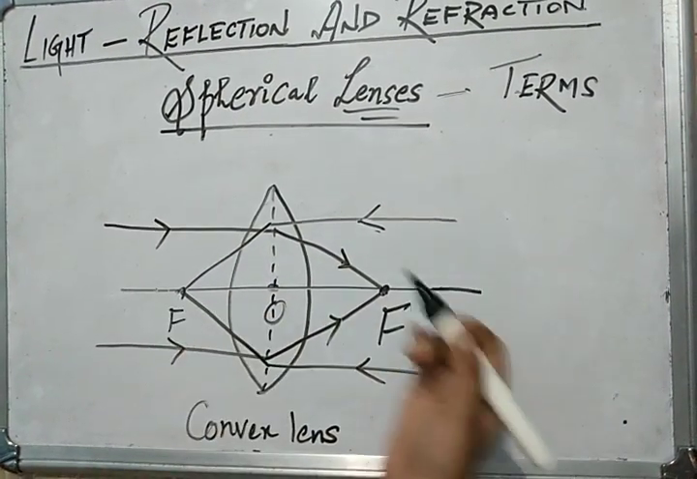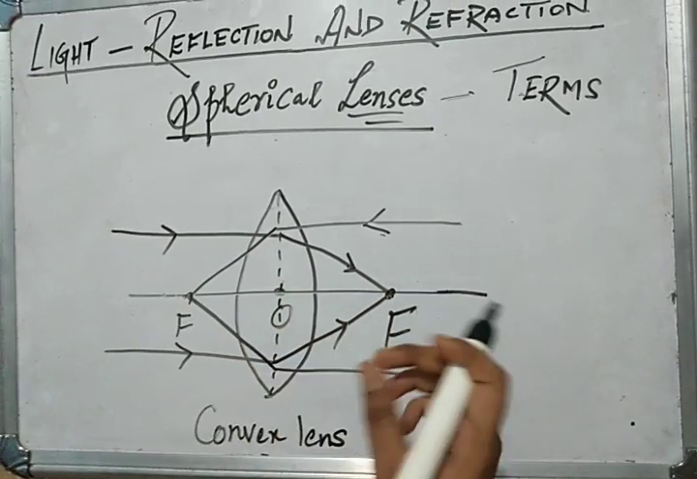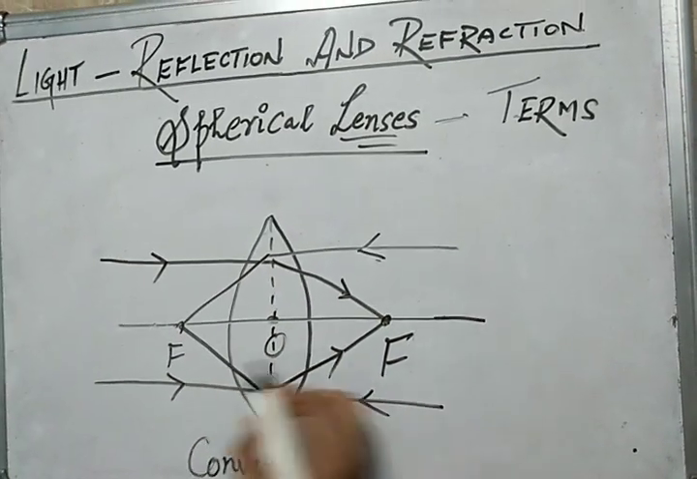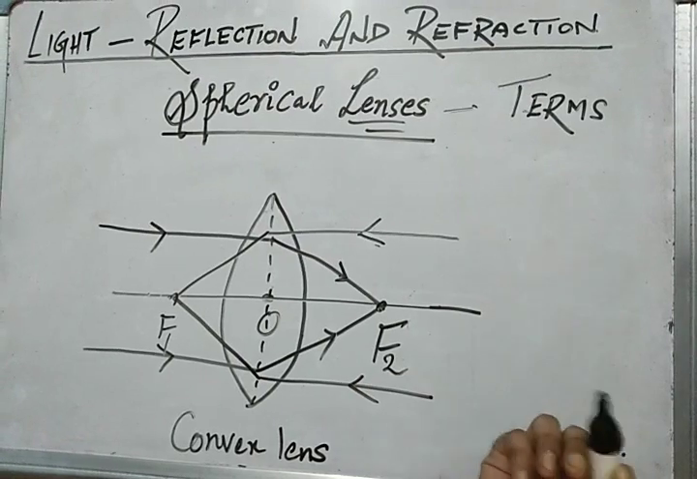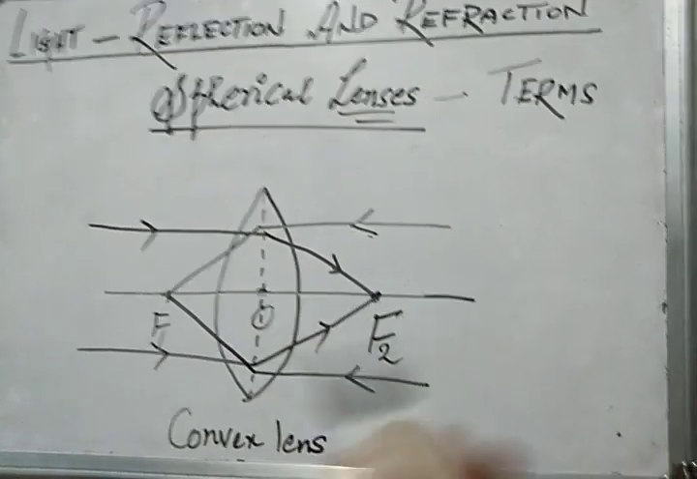Again, this is the F. So it has two focuses, okay? Two focus. So I take this as F1, F2. Okay, this point F1, this point F2.